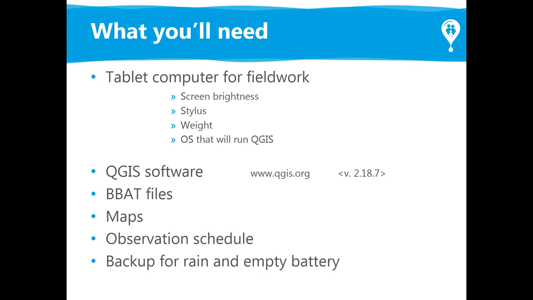Another option is that you prepare a paper version of the BBAT. You can use this in situations when the battery runs out, or for instance when you don't want to be seen hanging around with an electronic gadget, in areas where safety is an issue. Then a paper version of this tool can also be helpful.